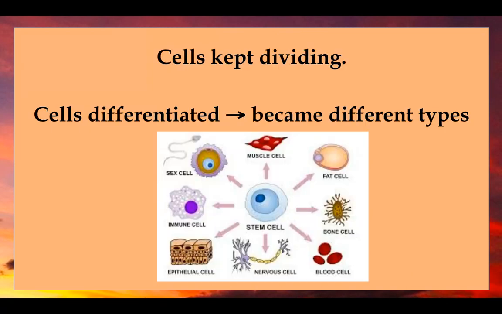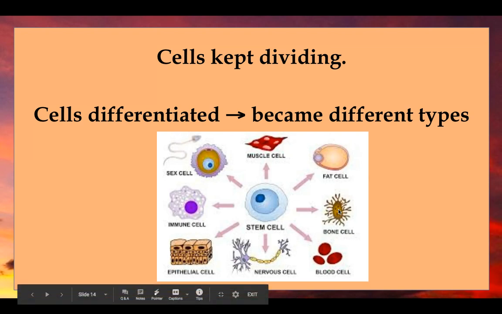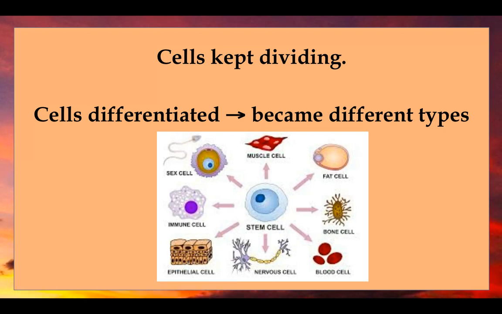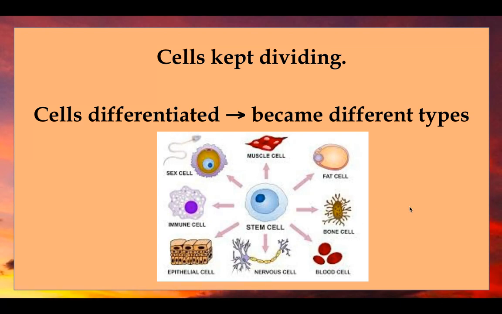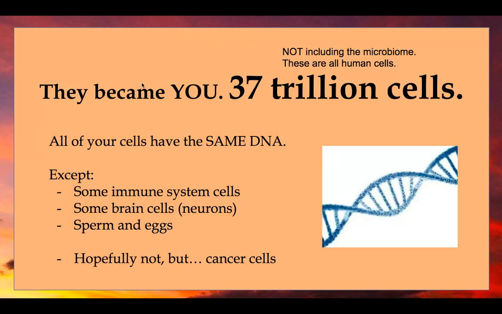The cells keep dividing. They differentiate, which means they become different types. Some of them get a signal and decide to become muscle cells. Some become fat cells, bone cells, blood cells, nervous system cells, that's in the brain, epithelial, that's like your skin or the inside of your stomach, or basically the linings of organs. Immune cells, sex cells, that's to make the next generation of sperm and eggs. Okay, so cells keep dividing and they differentiate. And then eventually they become you.